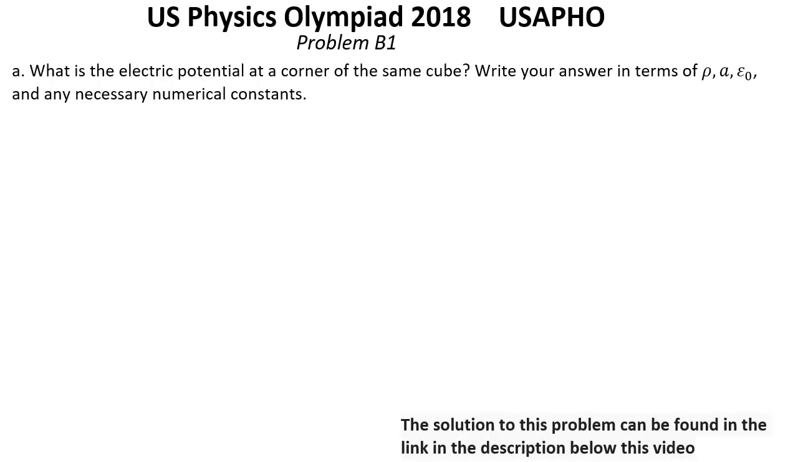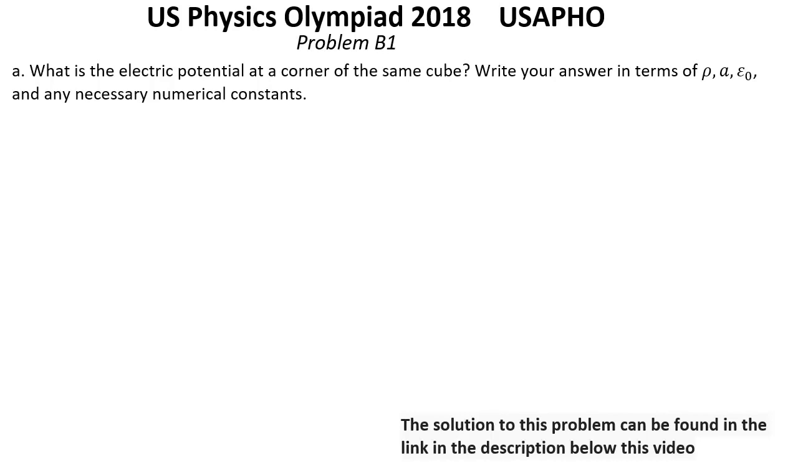Solutions for problem B1. Question A. What is the electric potential at the corner of the same cube? Write your answer in terms of rho, A, epsilon 0 and any necessary numerical constants.